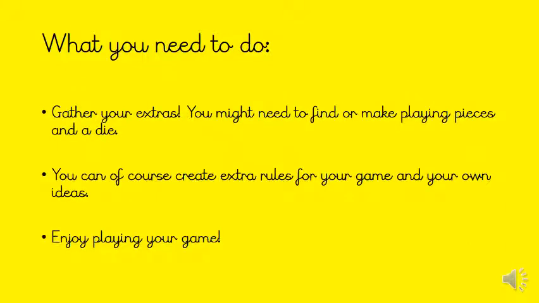Once you have got your template sorted, you know what it looks like, or perhaps you have done it and it's all ready to go, or you've done a plan for it. You've got some question cards ready to go, and you've got the rules sorted. Then you can start to gather your extras. So you might need to find some board games that you have at home already, and you might need to borrow a die or some playing pieces, or you might like to make your own, or use something else that you've got at home. So gather your extras, and then that's the main things done.